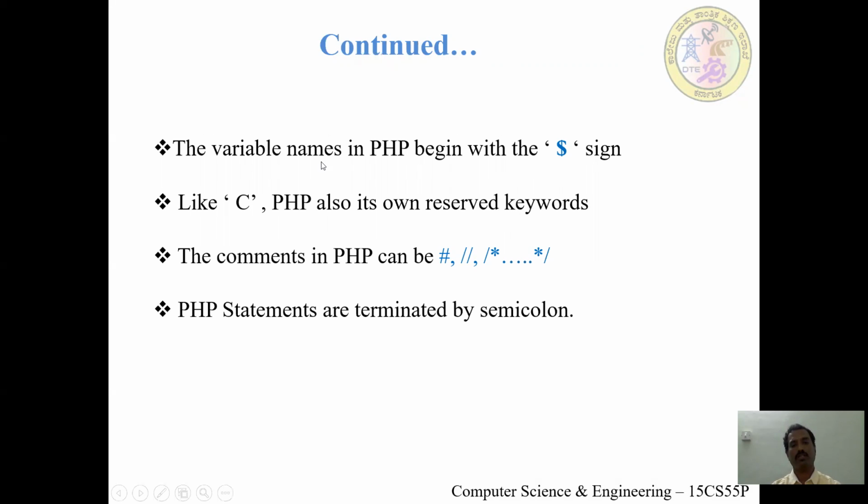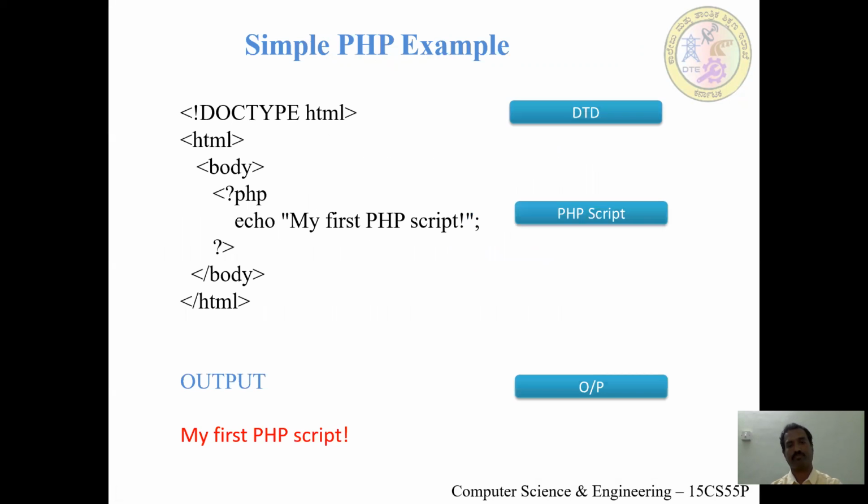We can give a comment statement by using hash, for a single-line comment statement, 2 forward slashes, and for a multi-line comment statement, /*, then mention the multi-line comment and close it with */. Every statement should be terminated with a semicolon. These are the very important key points that we need to understand about PHP.